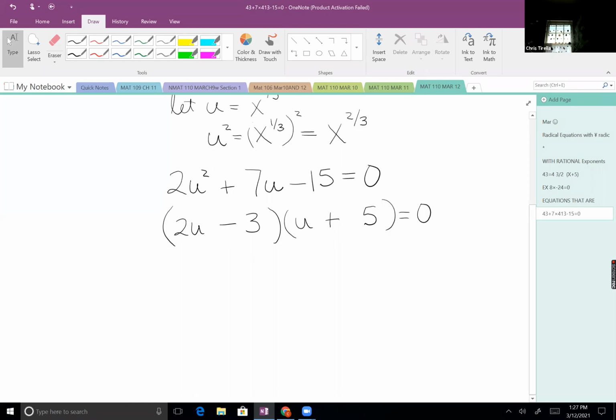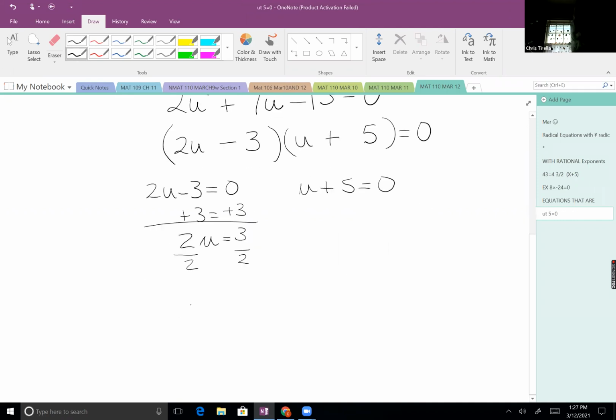Now that it's factored and one side is 0, we'll set each factor equal to 0 and solve those equations. The first one, I'll add 3 to both sides, and I'll get 2u equals 3, and then dividing by 2, I'll get u is 3/2. And then on the other side, subtracting 5 from both sides, I'll get u equals -5.